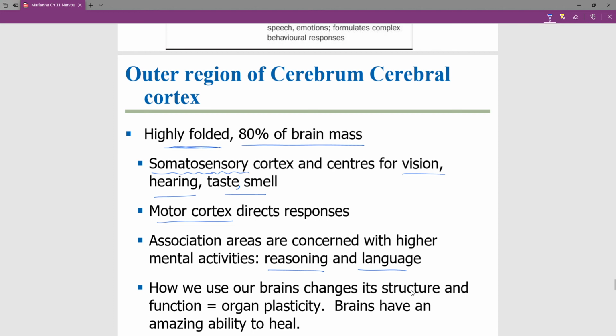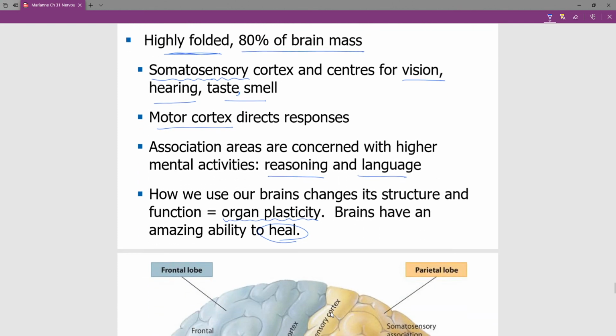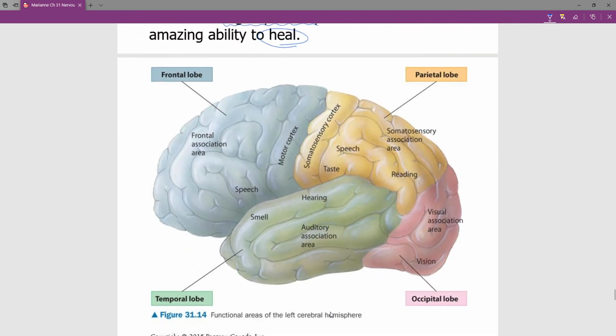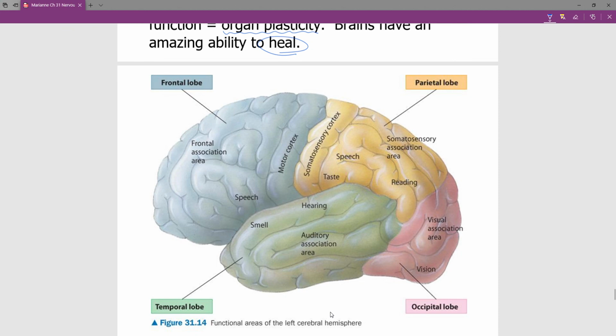And basically how we use our brains changes its structure and its function. It is amazing the ability that brains have to heal. And so we talk about that as neural plasticity or organ plasticity, in that you can rewire a brain. And oftentimes traumatic brain injuries, patients have to deal with that, and it takes time, but it is amazing that we can heal this so complicated organ in our bodies. So a little bit more of the lobes and the different sensory motor sort of connections that are mapped on the brain.